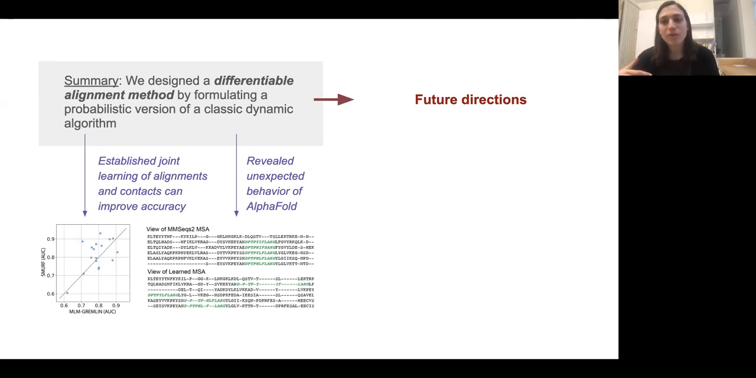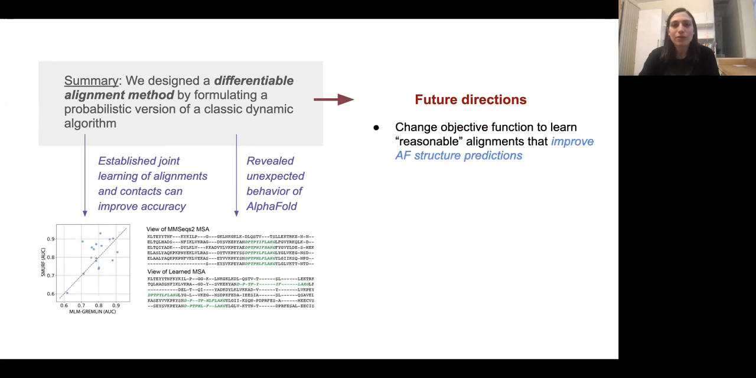There's a lot of places we could go in this differentiable alignment space. First, we could change the objective function to learn more reasonable alignments to improve AlphaFold structure predictions. Right now I was like, give me any alignment you want, as long as the confidence of the AlphaFold structure prediction increases. Perhaps there's a better way to change the objective function that also encodes some notion that it must be a reasonable alignment.